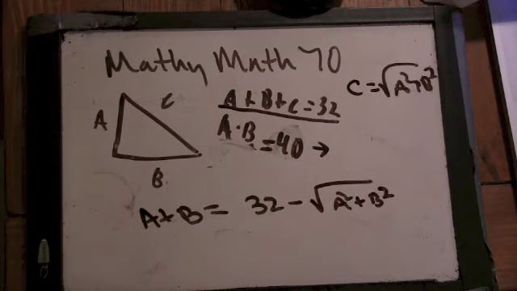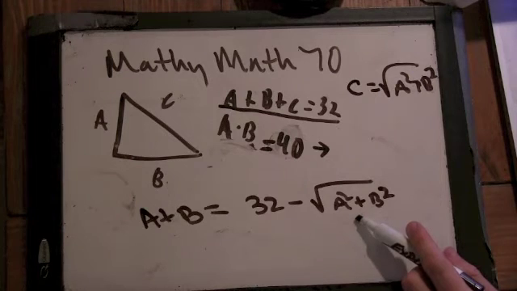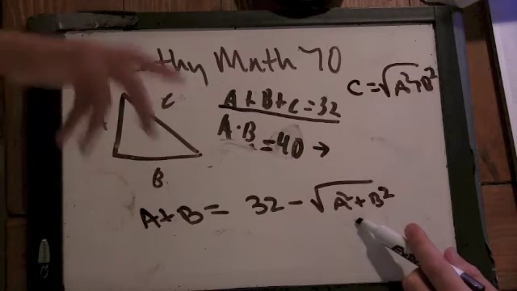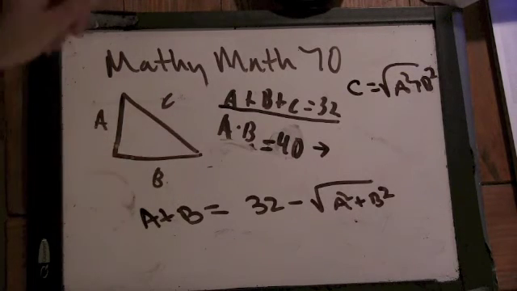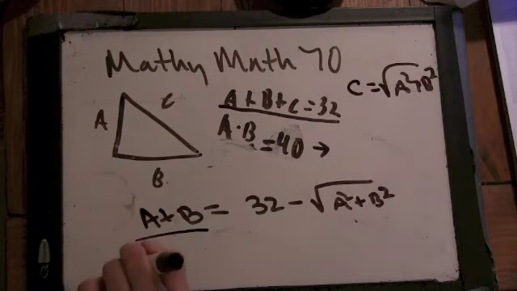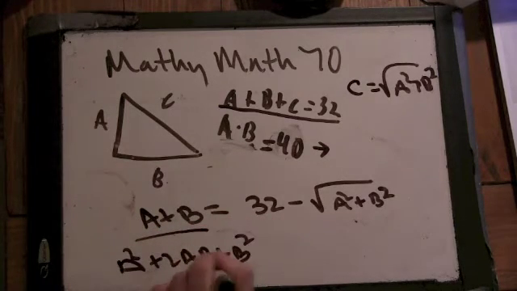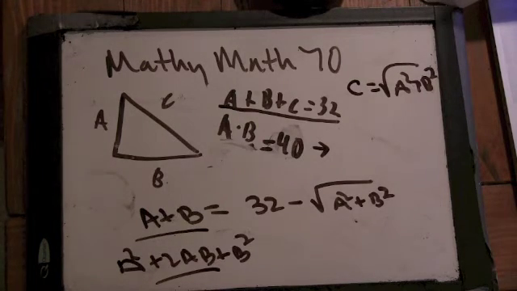Now, when I square both sides of this to try to get rid of this square root, you're going to get an A squared plus B squared on this side, but you're going to get some other things on that side. So what do I get when I square this side? A squared plus 2AB plus B squared. What's the nice thing about the 2AB?